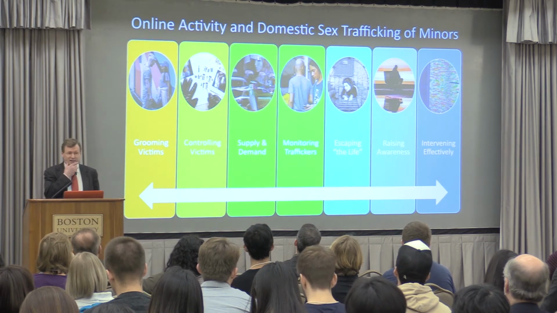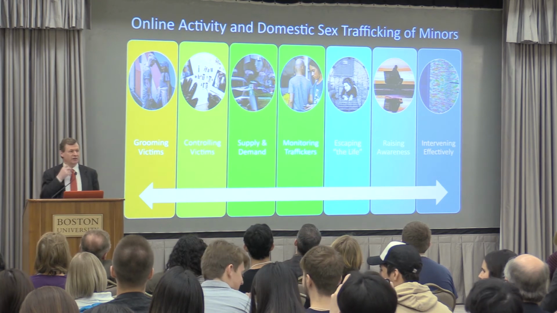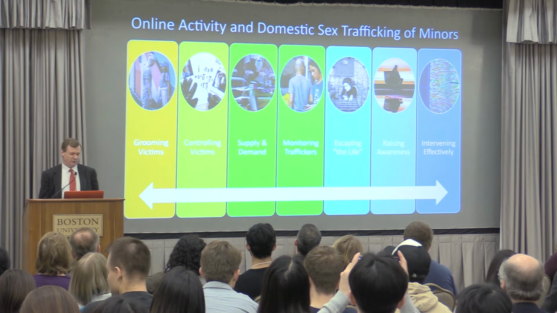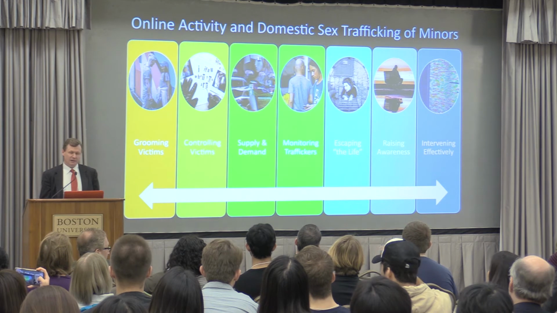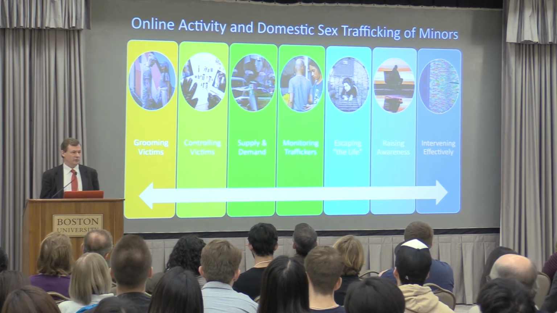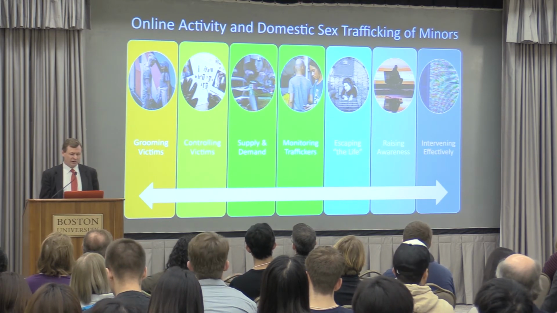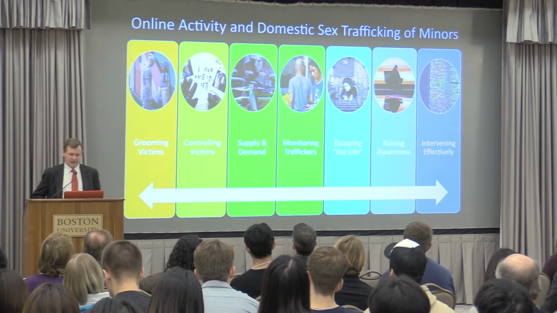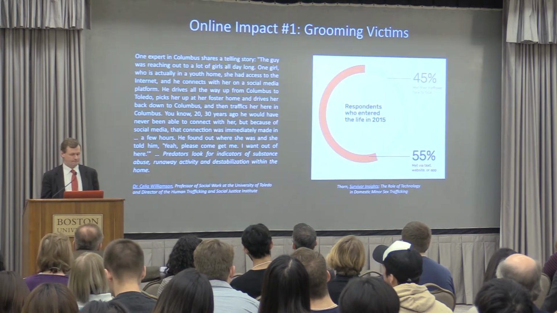Now, online activity is what's creating a space for this demand to grow. And I think there are about 7 dimensions of it. There may be others, but it stretches from grooming victims to controlling and monitoring victims to connecting supply with demand and then monitoring traffickers. You have to remember that traffickers need to be recruited as well, and they need to be controlled and monitored too. And then there's the possibility of escaping the life, raising awareness in the general public, and intervening more effectively and more efficiently. I'll say a word about each of these.